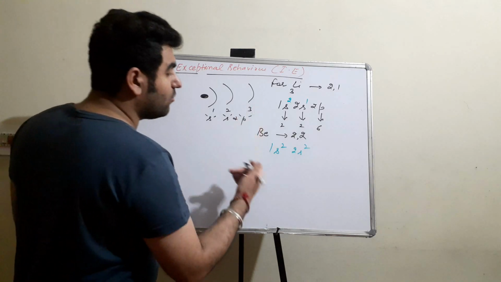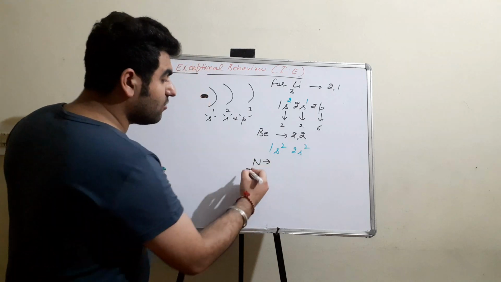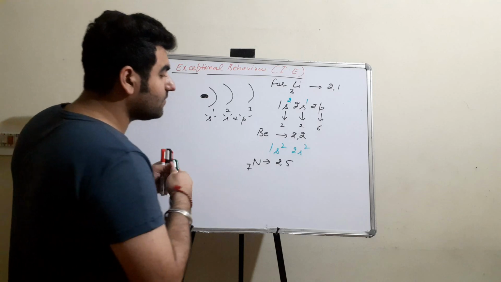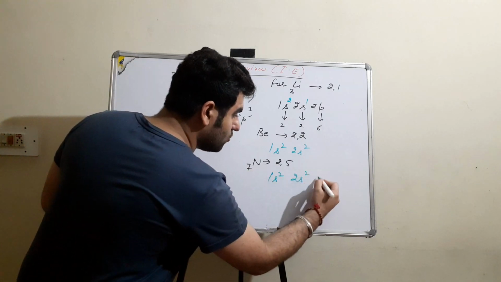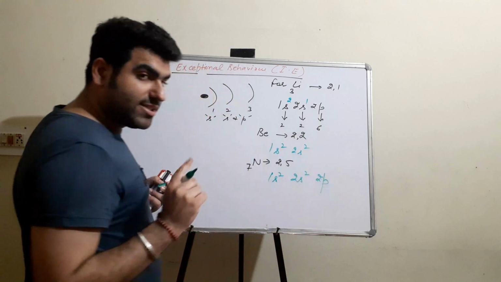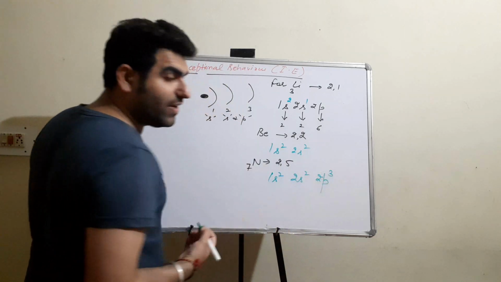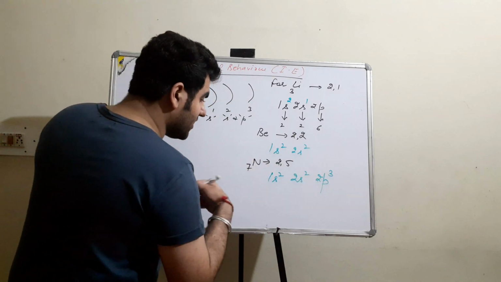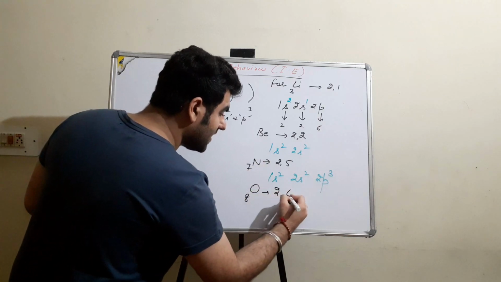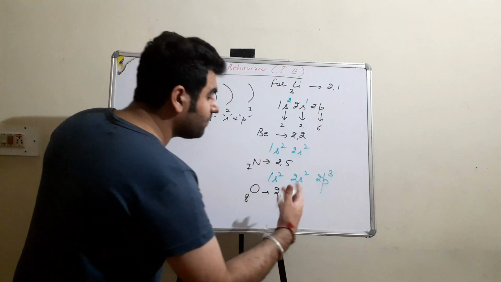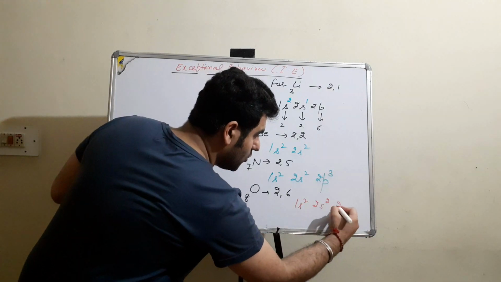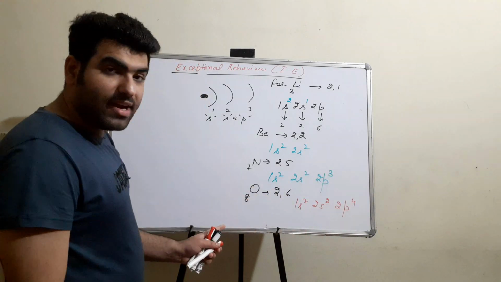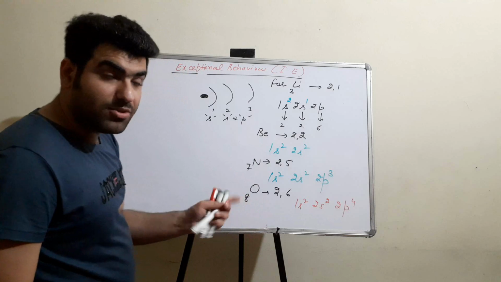Similarly, nitrogen has atomic number 7, which is 2, 5. It is written as 1s2, 2s2, 2p3. See, 2p can hold 6 electrons. So 2 and 2 is 4, and 3 makes 7. Similarly, for oxygen we can write 2, 6, and the configuration would be 1s2, 2s2, 2p4. So 4 and 4 is 8. This is how we can write the electronic configuration based on the subshells.